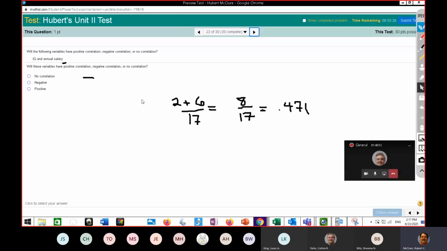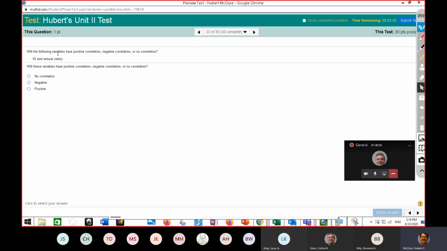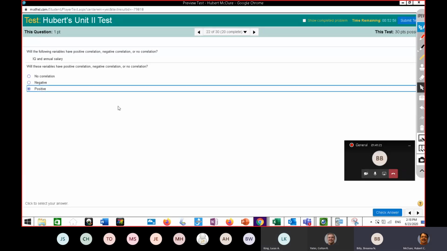Let me clear this. Will the following variables have a positive correlation, a negative correlation, or no correlation? IQ and annual salary. Positive. I actually had a student one time tell me that this would be a negative correlation. As your IQ goes up, you should have more of an annual salary. Why? Because you're able to hold more degrees. You're able to take more classes. You're able to take more math and science. And I'm sorry, an aeronautical engineer is going to make more money than a receptionist at Holiday Inn.